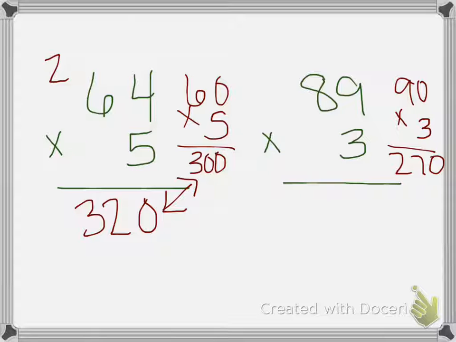For B, 3 times 9 is 27. 8 times 3 is 24 plus 2 is 26, 267. And again, my estimate is pretty close to my answer.